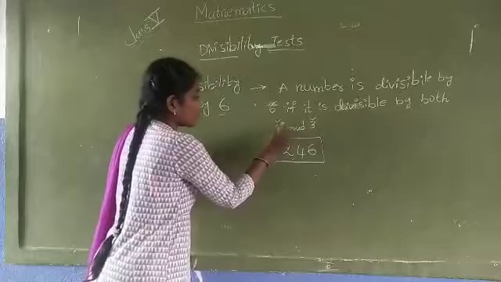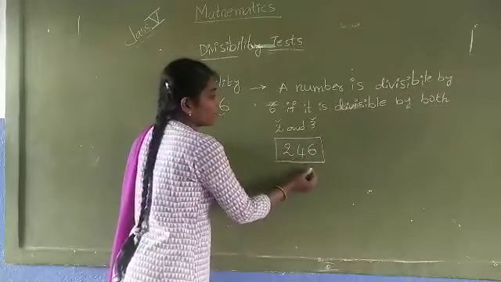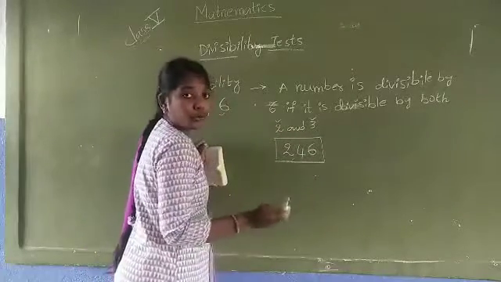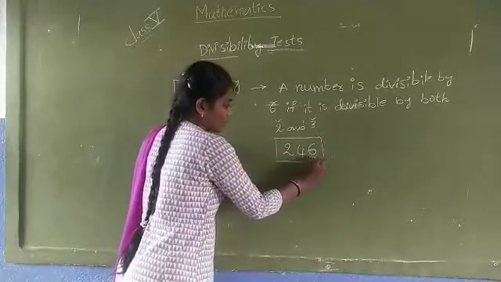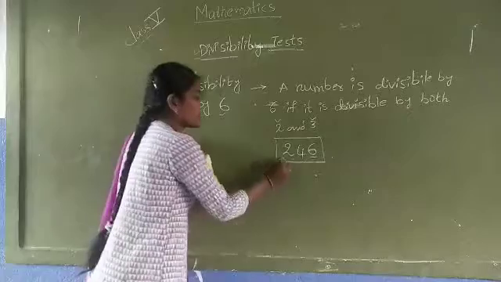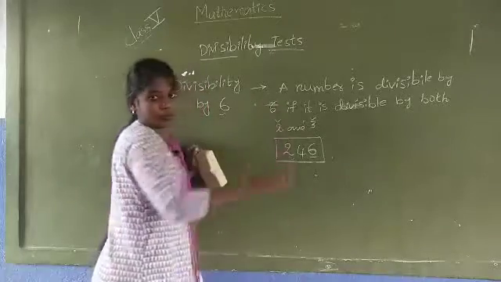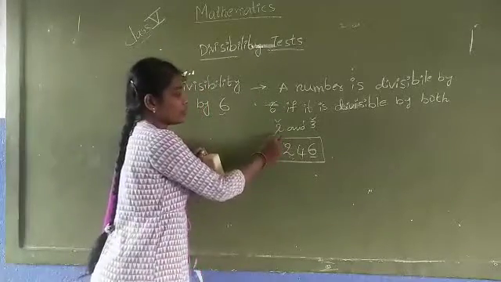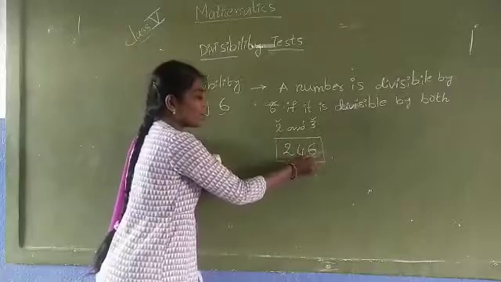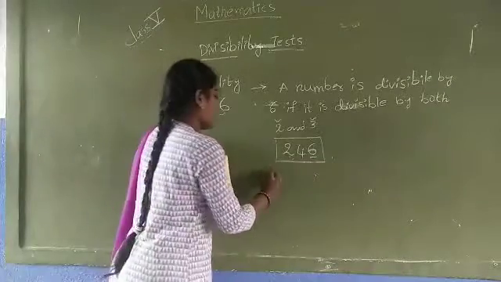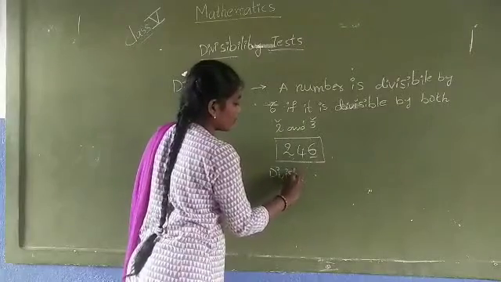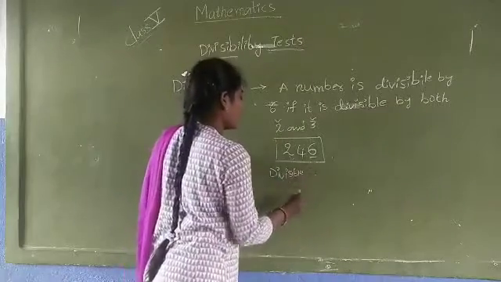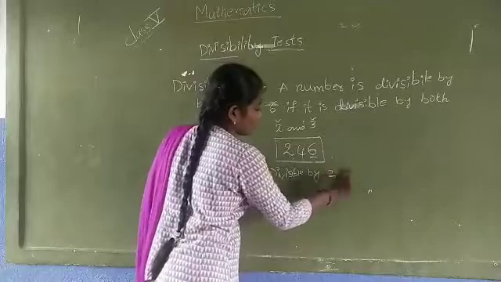What is the divisibility rule of 2? A number ends with 0, 2, 4, 6 and 8. This number ends with 6, so this number must be divisible by 2. So, this number is divisible by 2.